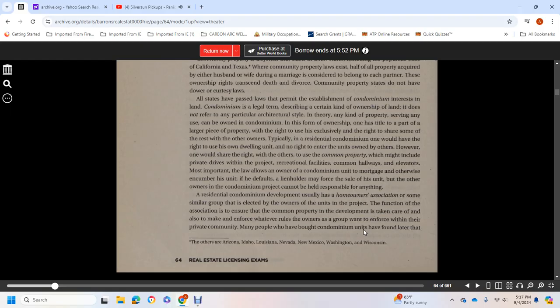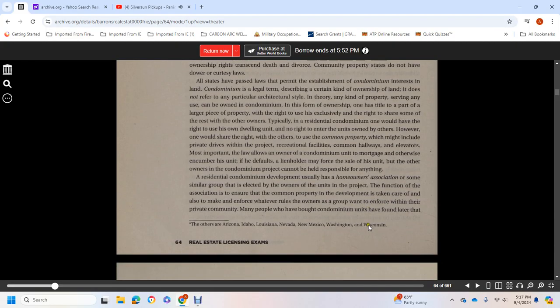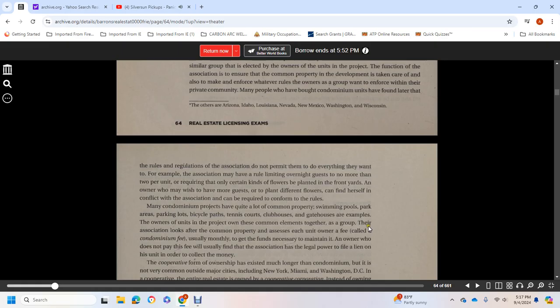A residential condominium development usually has a homeowners association, or some similar group, elected by the owners of the units in the project. The function of the association is ensuring that the common property is developed and taken care of, and making and enforcing rules the owners as a group want to enforce within their private community. Many people who have bought condominium units have found later that the rules and regulations of the association do not permit them to do everything they wanted to do.